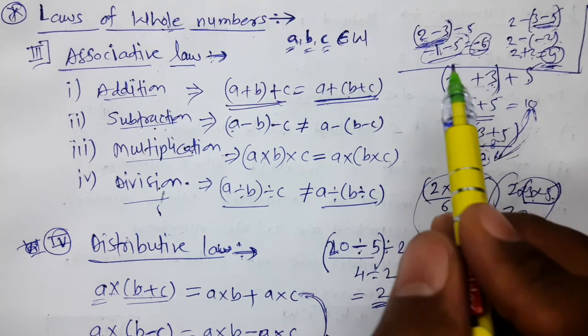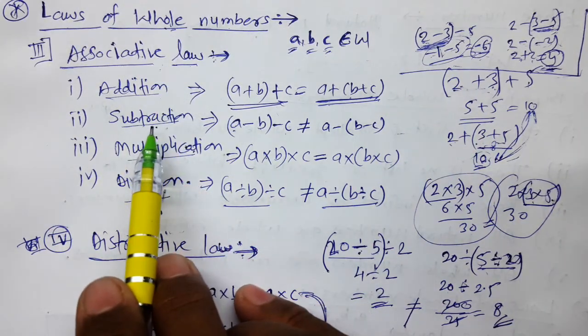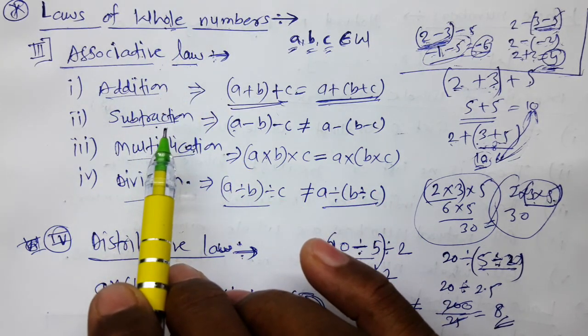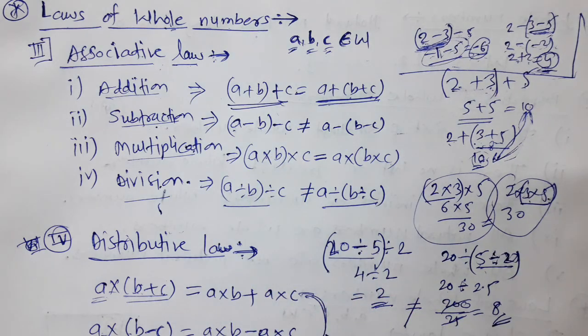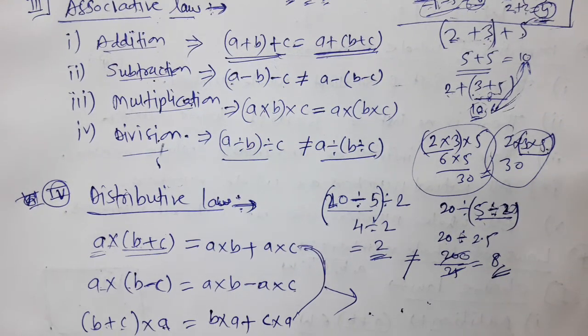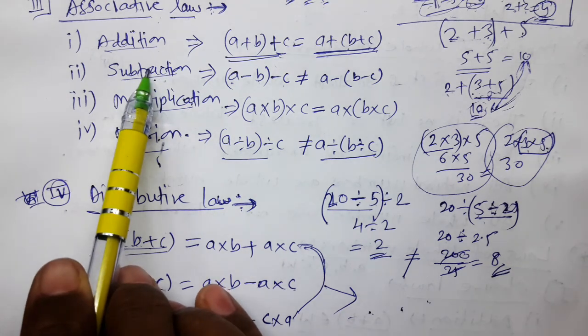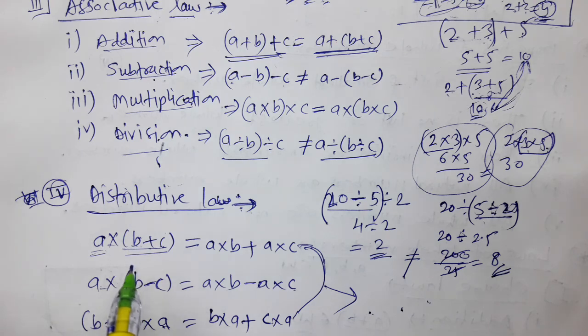Hence, the associative law does not hold for subtraction of whole numbers. If we take integers, then subtraction of integers is associative. That is the example for next time, on which we will discuss in the next class.